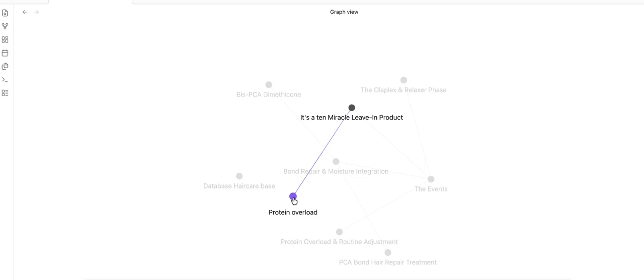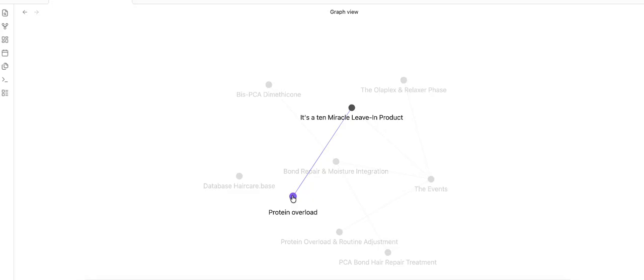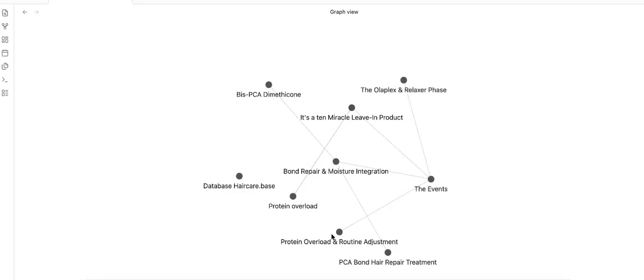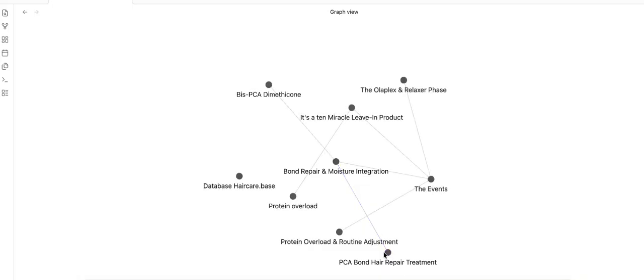So it's a 10 miracle leave-in product. I had an issue with product overload or protein overload. And I'm like, well, what does that really mean? Right? I could probably actually also connect it to this. But then I went in and I did some repairs and started to get my hair back into a better position.